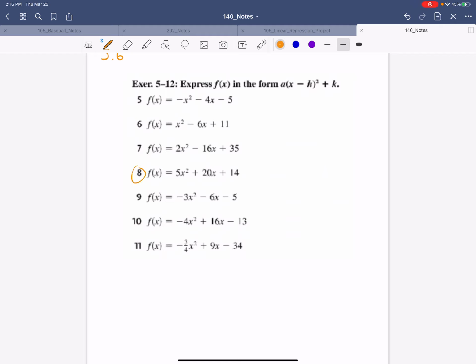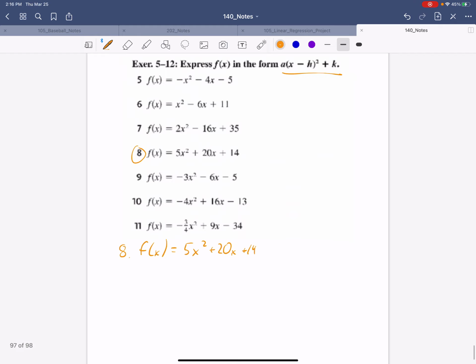Attempt number 8. We want to rewrite f of x equals 5x squared plus 20x plus 14. We want to write that in vertex form, which is that. That'll let us know where the vertex is, and we would have a decent idea of what the graph looked like, a rough idea of where the bottom of that parabola was, right? So that's sort of the most important part of graphing a parabola. So let's take a look at how to do that.